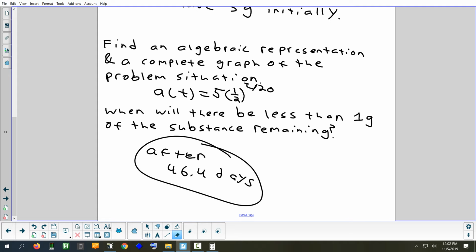And make sure you answer it correctly, because it says, when will there be less than 1 gram? After 46.4 days. Not at 46, after.